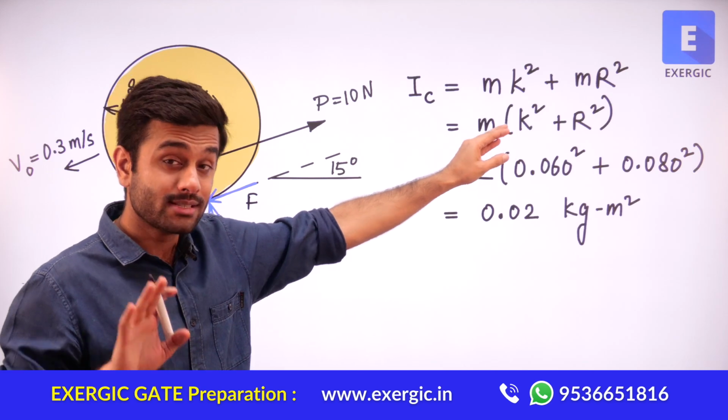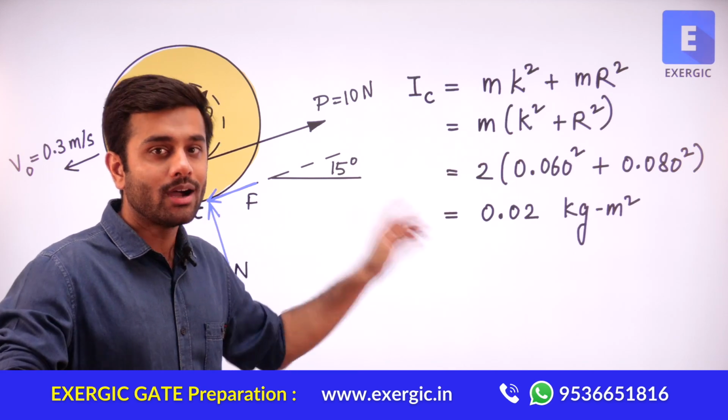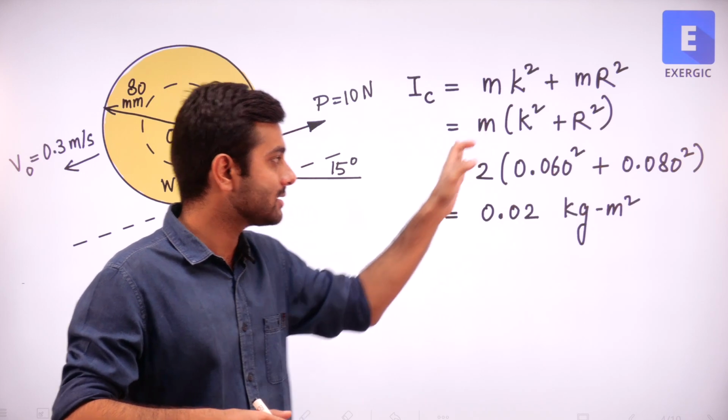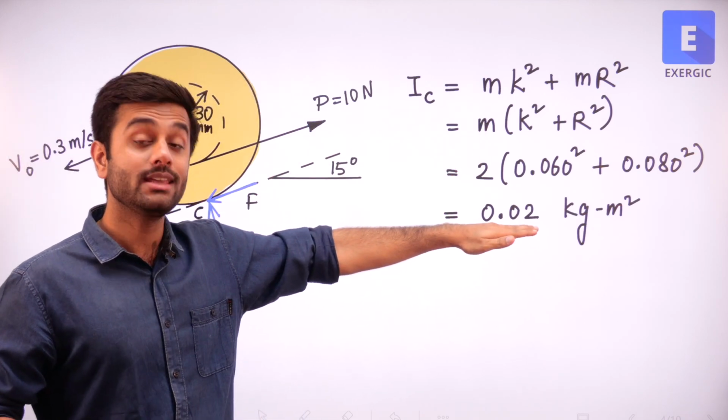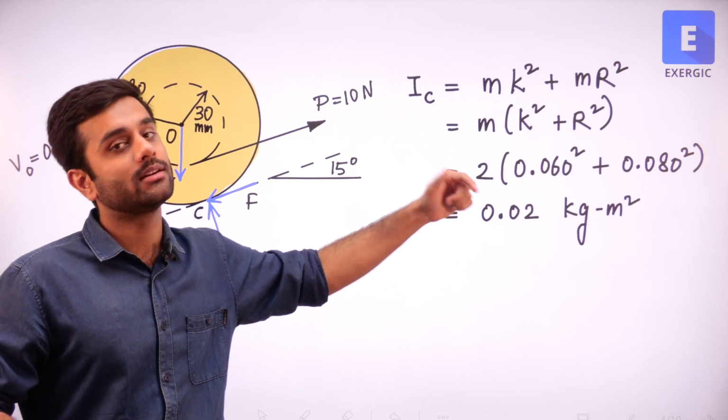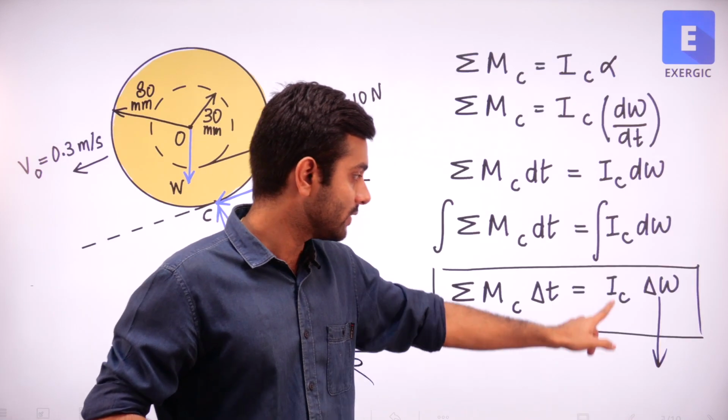K is 60 mm, 0.06 meter. R is 80 mm, 0.08 meter. Mass is 2 kg. Put the values, solve. You will get IC as 0.02 kg meter square. Got it? So this value is sorted for us.